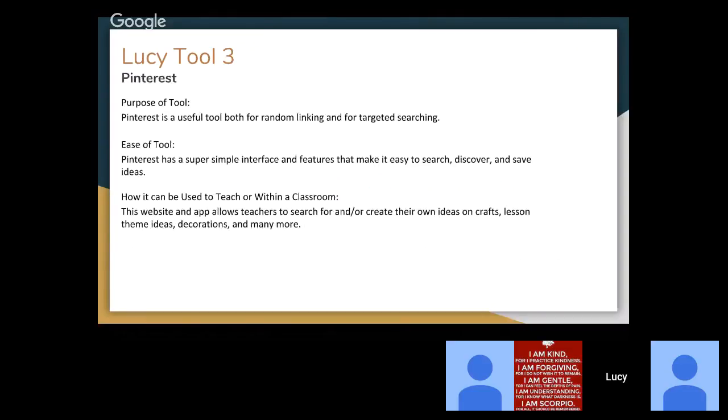My third tool is Pinterest. This one's one of my favorites. Pinterest is a useful tool both for random linking and for targeted searching. It can be used within a classroom to create ideas for crafts, lesson theme ideas, decorations, and many more. It's very easy to use, and you can even make your own files, and it has a super simple interface and features that make it easy to search, discover, and save ideas.